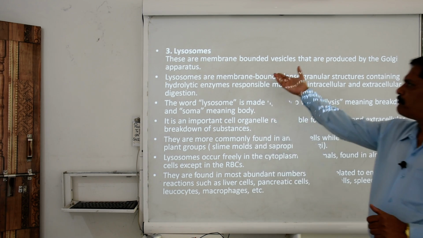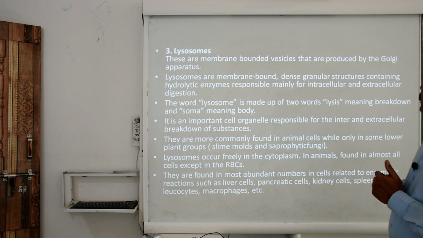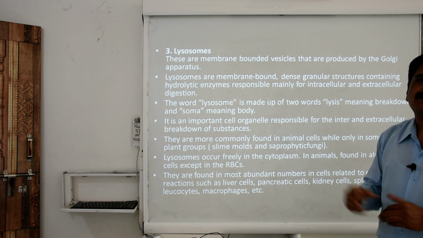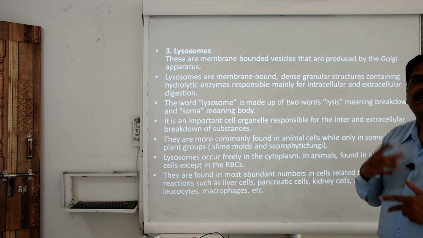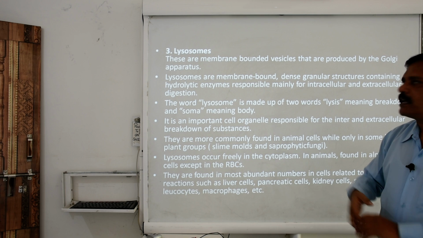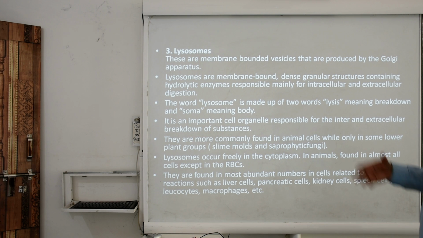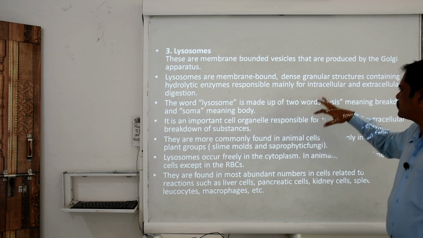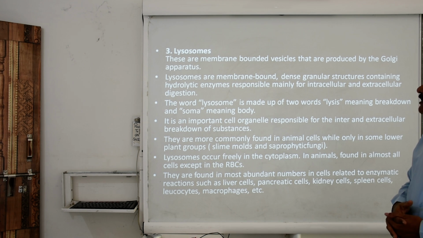Okay, so these are also membrane-bound structures, especially what type in nature? These are vesicular in nature, and they are produced by the Golgi apparatus. As I told you, the Golgi body contains three components: cisternae, vesicles, and vacuoles. So these vesicles and vacuoles get separated, and they are responsible for producing these lysosomes. Clear? And these are densely granulated structures which basically contain which enzyme? Hydrolytic enzyme, which is responsible for intracellular as well as extracellular digestion.